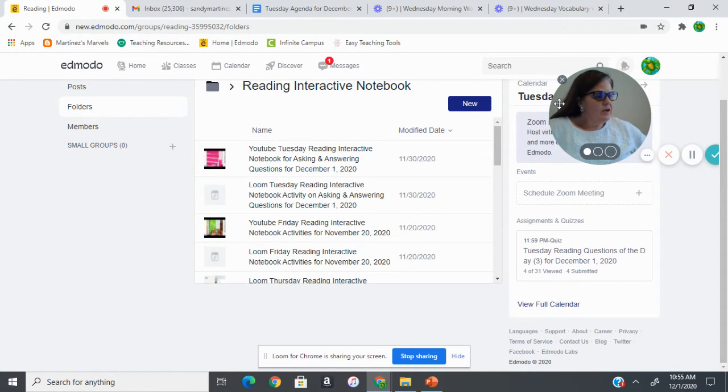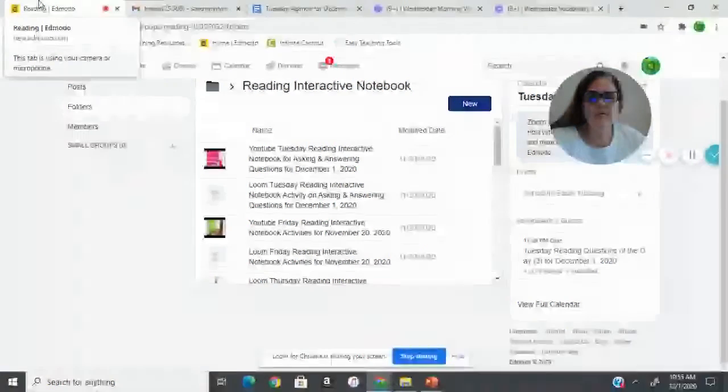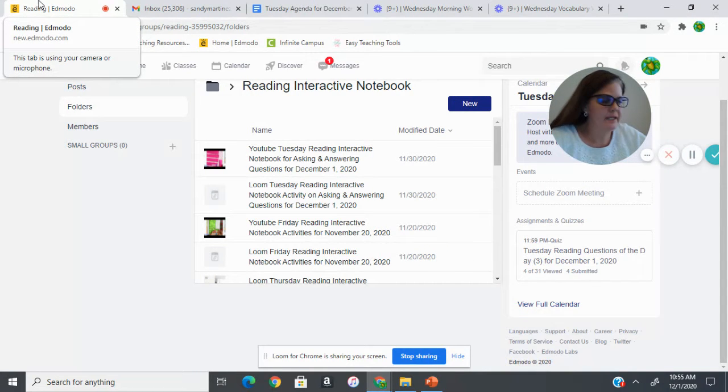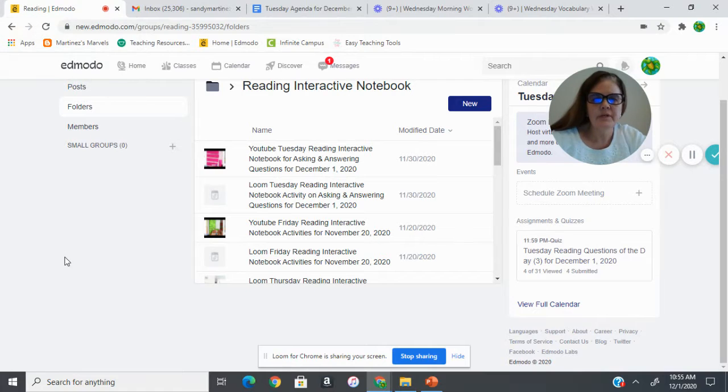We're going to get started on our reading interactive notebook. We're going to do a PowerPoint slideshow today and take some notes. So I'm going to go ahead and grab that PowerPoint.